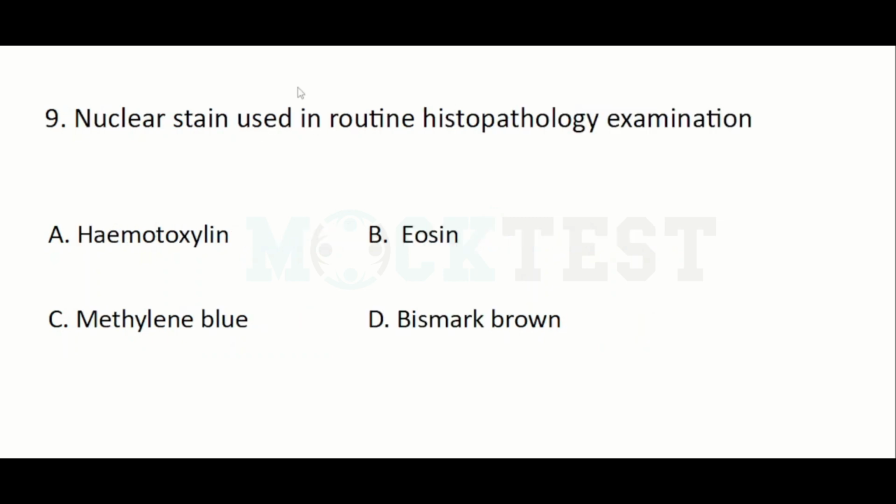Next question. Nuclear stain used in routine histopathology examination. Option A hematoxylin, option B eosin, option C methylene blue, option D Bismarck brown. Option A hematoxylin. Hematoxylin is used as nuclear stain in routine histopathology examination.